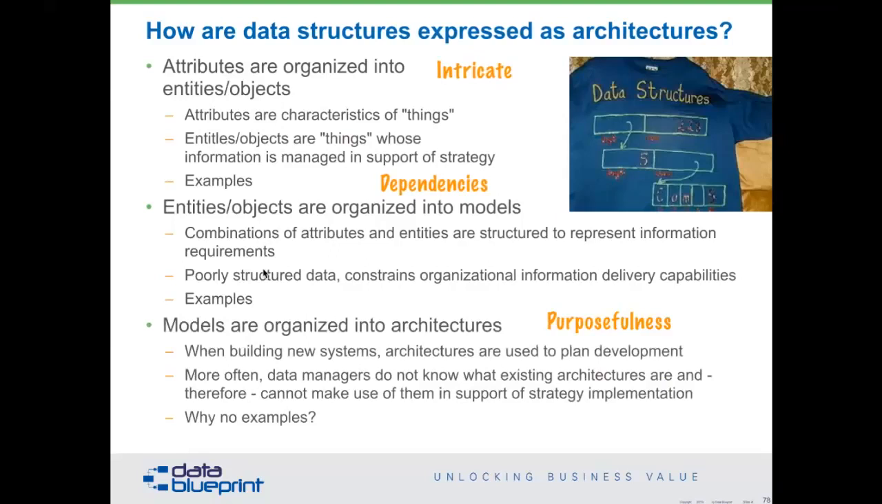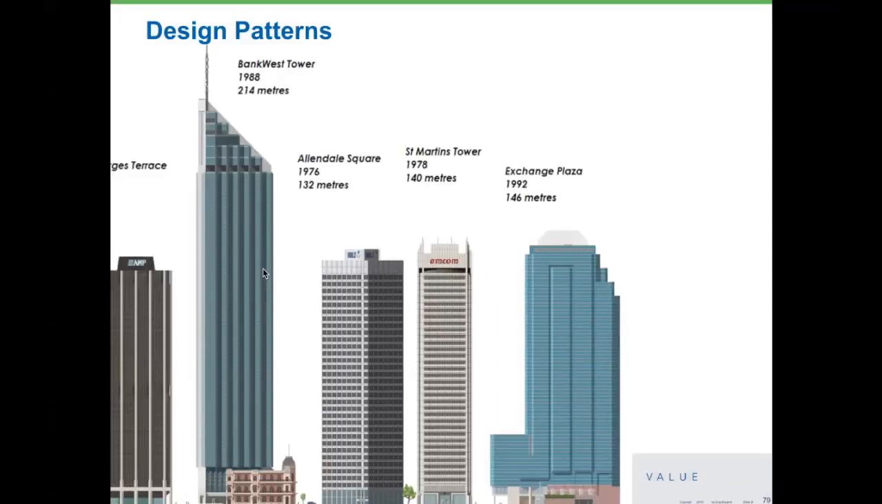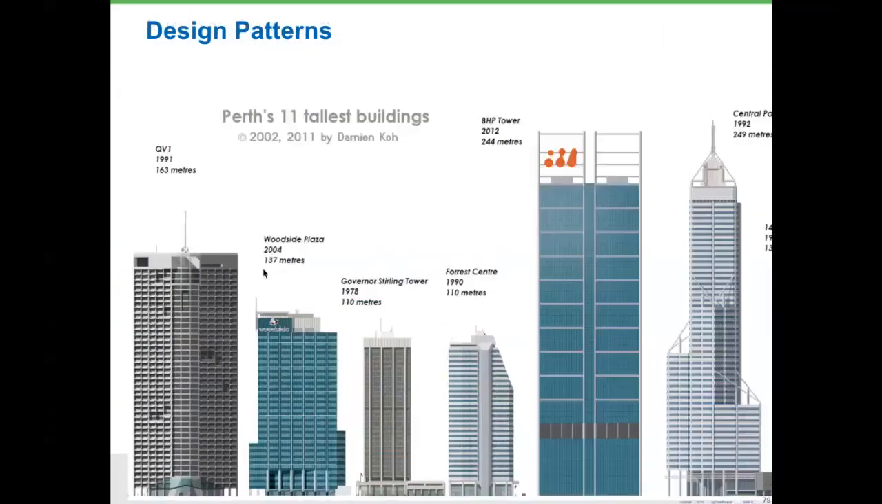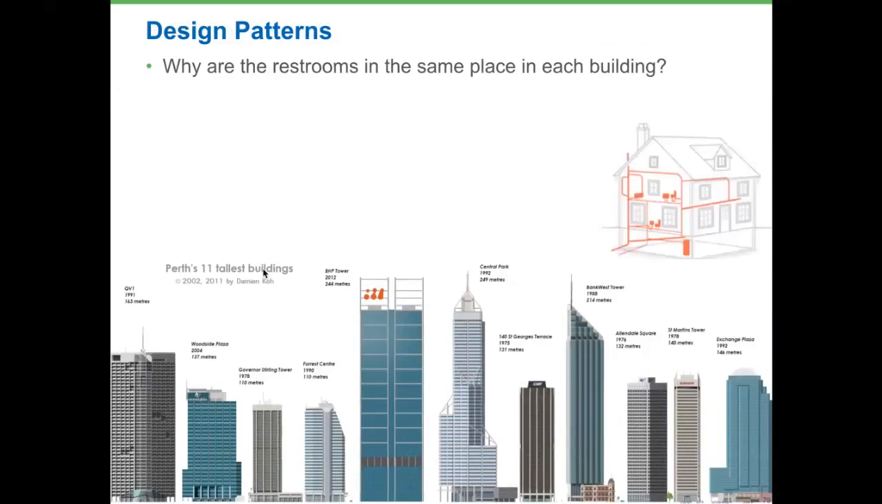The reason for this is to introduce you to the concept of design patterns. One of the things that's interesting is that when you go into a large building, these are all the tall buildings in Perth, Australia. I looked this up on my last visit to see Clive. And one might ask the question, why are the restrooms in the same place in each building? The answer is quite simple. It's cheaper to do it that way.